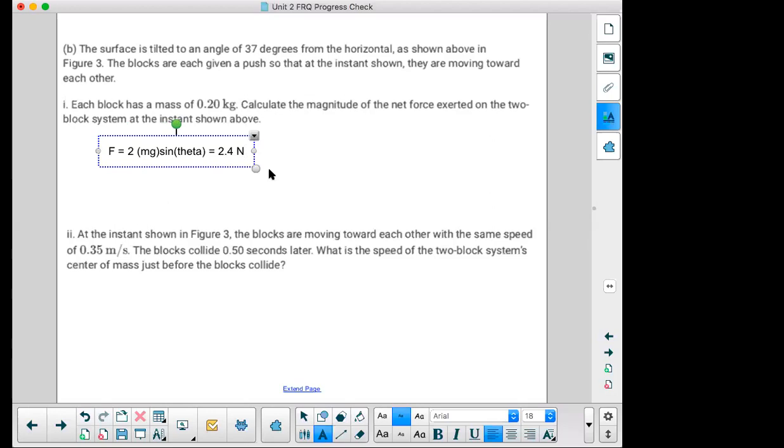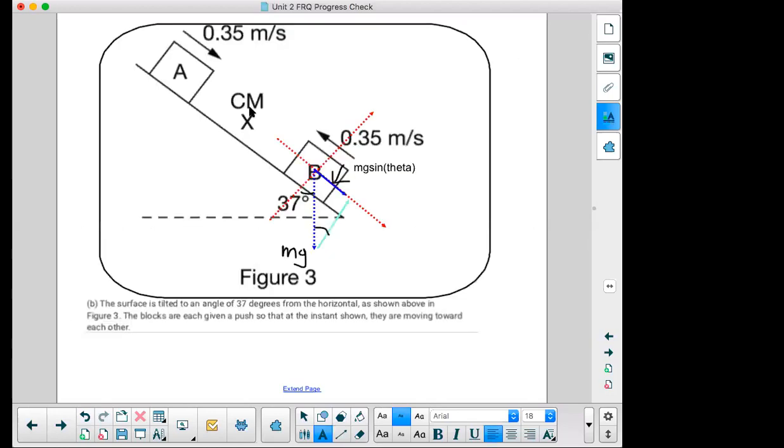Okay. At the instant shown, the blocks are moving towards each other with the same speed of 0.35. The blocks collide a half a second later. What is the speed of the two-block system's center of mass just before the blocks collide? Well, the way to think about this is, here's the center of mass. This one is speeding up. This one is slowing down as it goes up. This one is speeding up because there's a 1.2 newton force on it downwards. This one's slowing down because there's a 1.2 newton force on it downward. So the center of mass is migrating down the ramp. This is slowing and that's speeding.